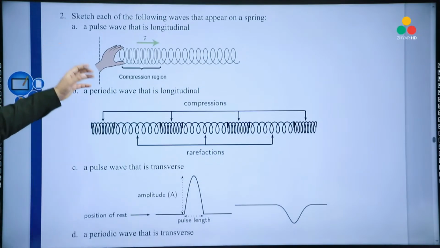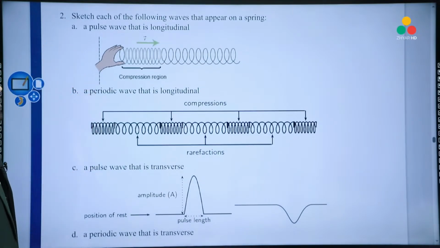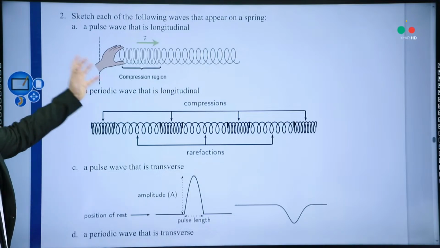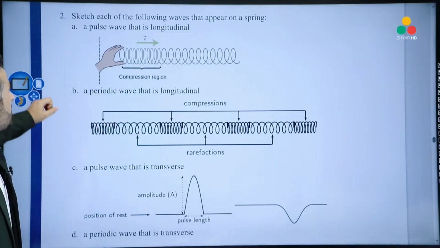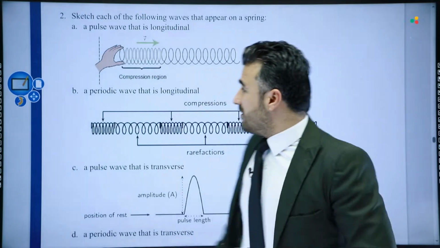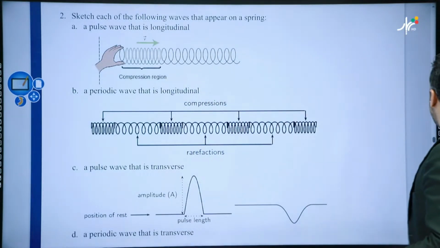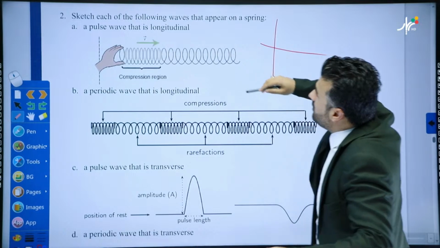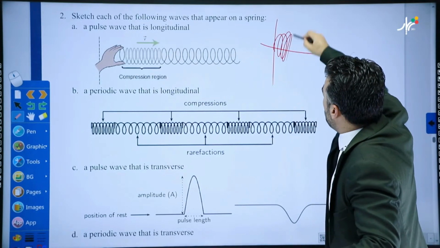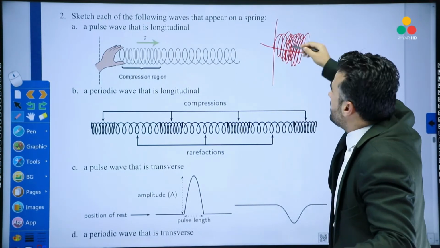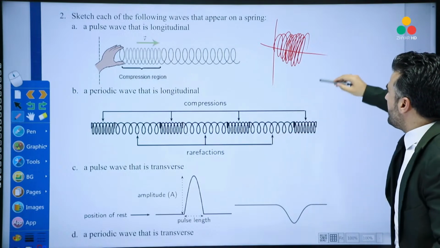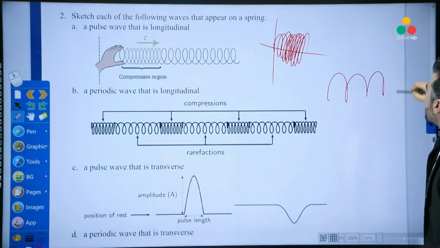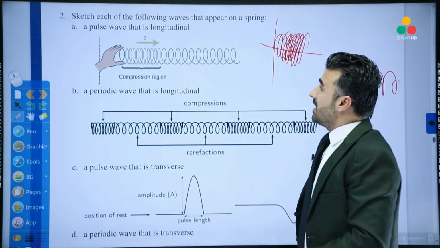Now, it says, sketch one of the following waves that appear on a string. A pulse wave that is longitudinal. So remember, if we're talking about a pulse wave here, we're just drawing one pulse. If it is longitudinal, we could just draw, for example, one compression, or it could be one rarefaction. That is basically one pulse.